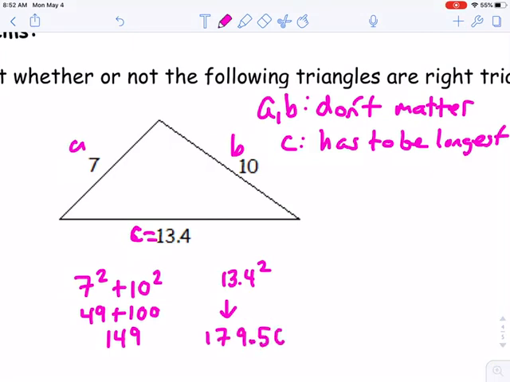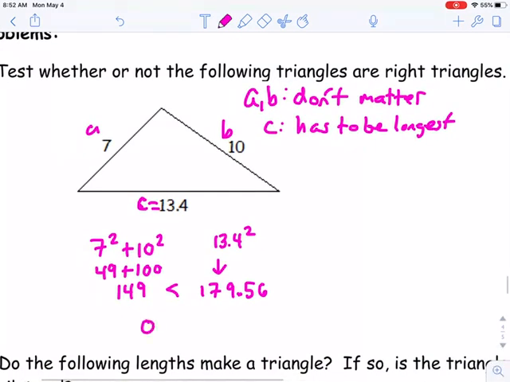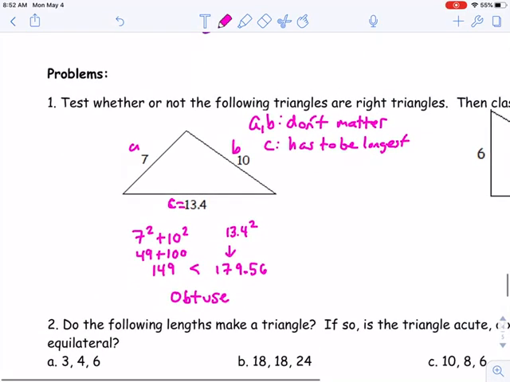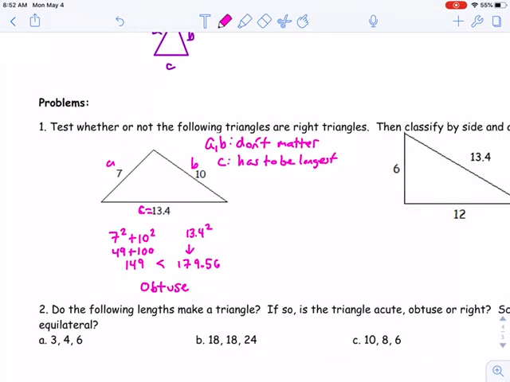Hopefully my calculator didn't fail me. It told me it was 179.5, so that's bigger. So now I know that this triangle is obtuse. I didn't have to see an exact angle measure, but by using the Pythagorean theorem and seeing that it didn't work, I can tell that it is an obtuse triangle.